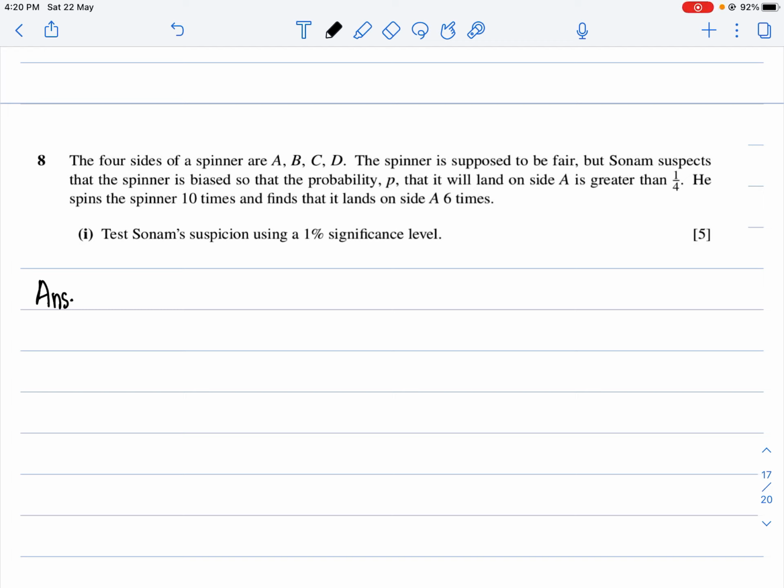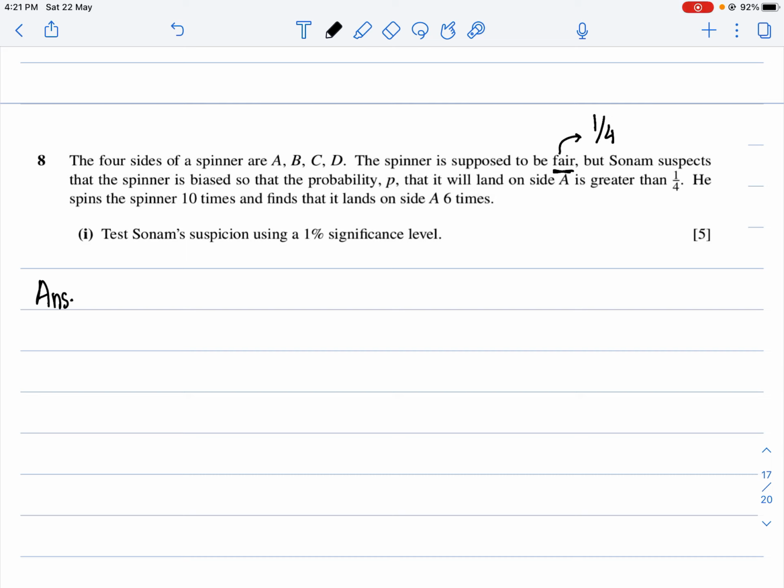This is the eighth question of the paper. So now there are four sides on the spinner: A, B, C, D. The spinner is supposed to be fair. That means fair basically means if there are four sides, each probability should be 1 upon 4.